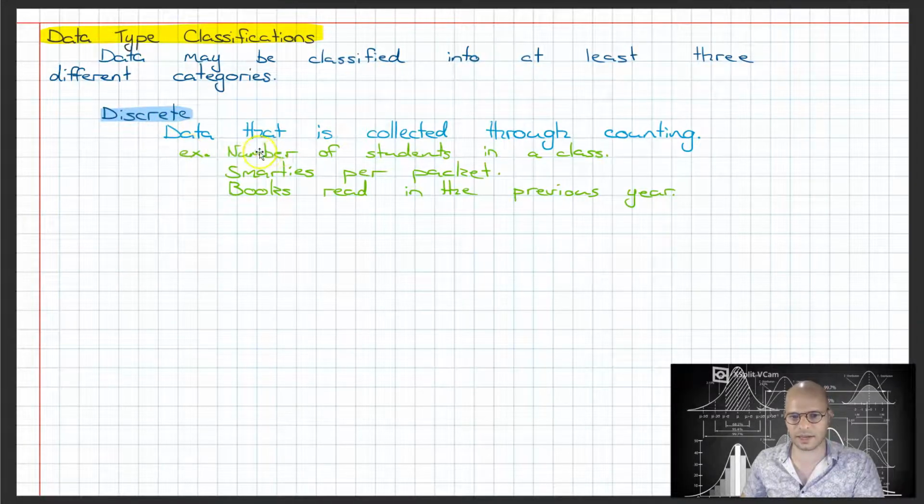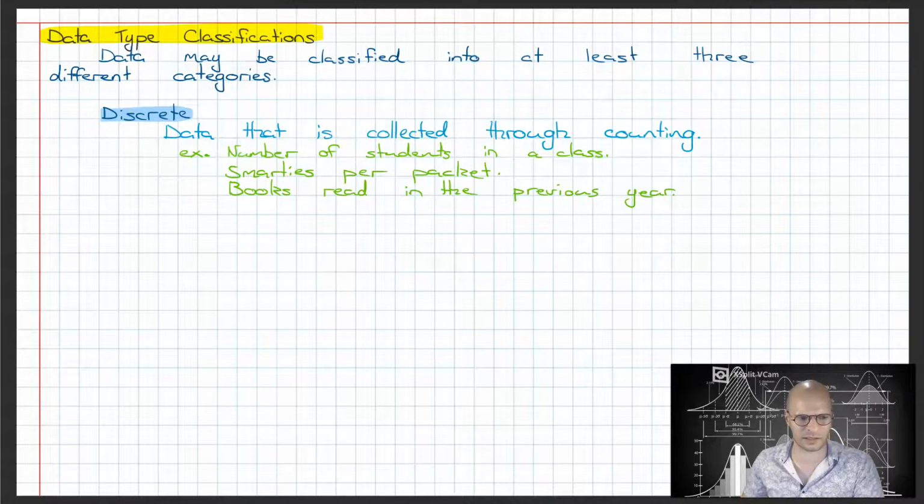Discrete data is data that is collected through counting it. So examples of this could be counting the number of students within your class, counting the number of Smarties within a packet, or counting the number of books that you read in the previous year. So if you count your data, then it's discrete data.